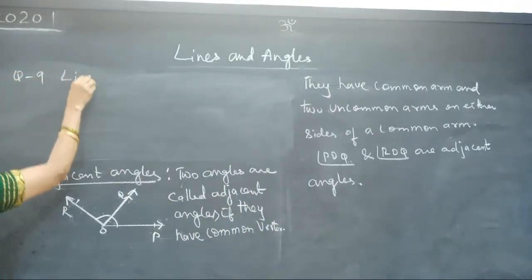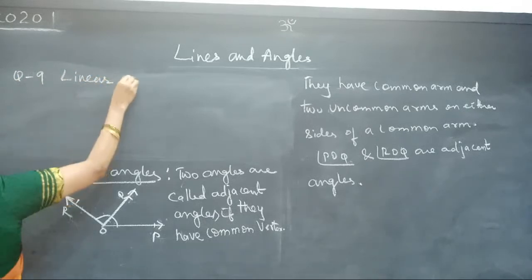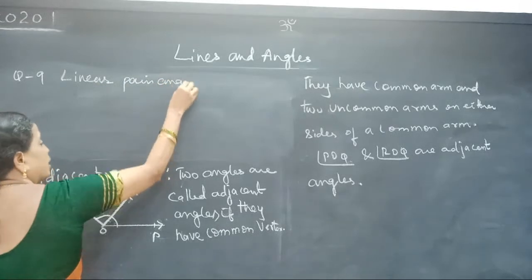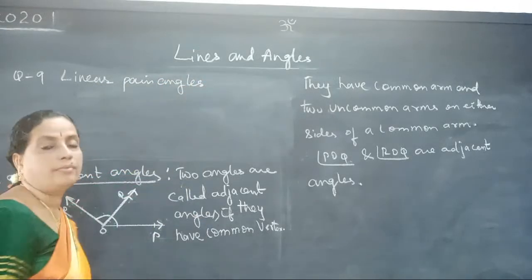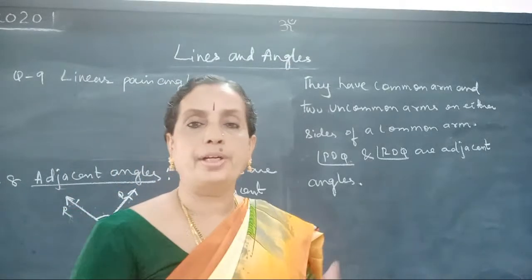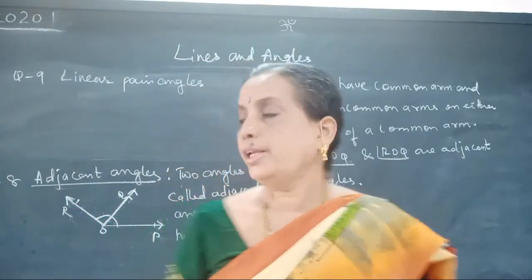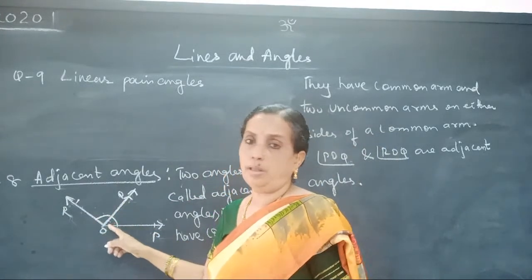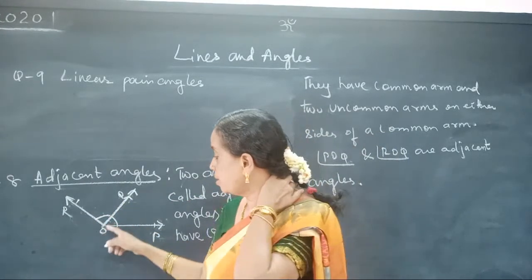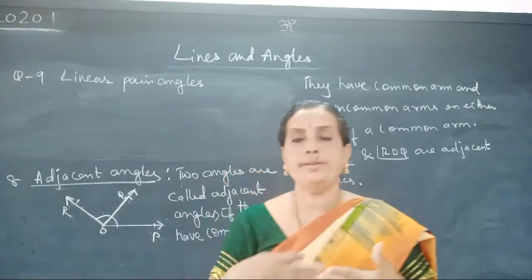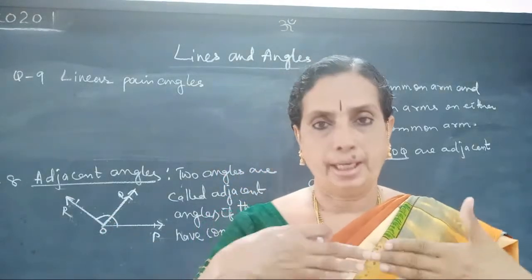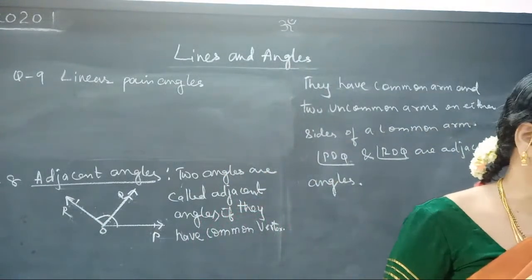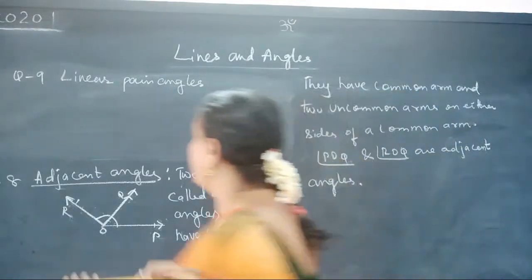Linear pair angles. So linear pair angles are adjacent angles, but their non-common arms are in opposite rays. Here they are not in opposite rays, they are on either side of the common arm, whereas linear pair means the non-common arms lie as opposite rays. So then we say such types of angles are linear pair angles.